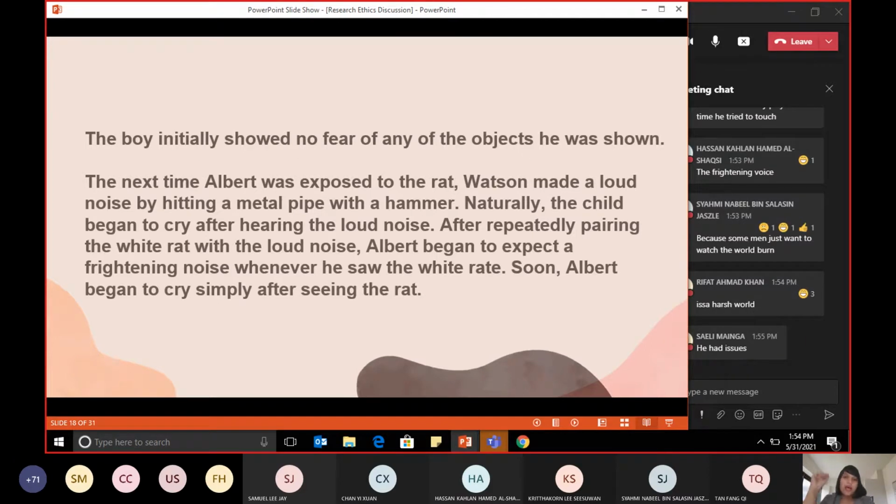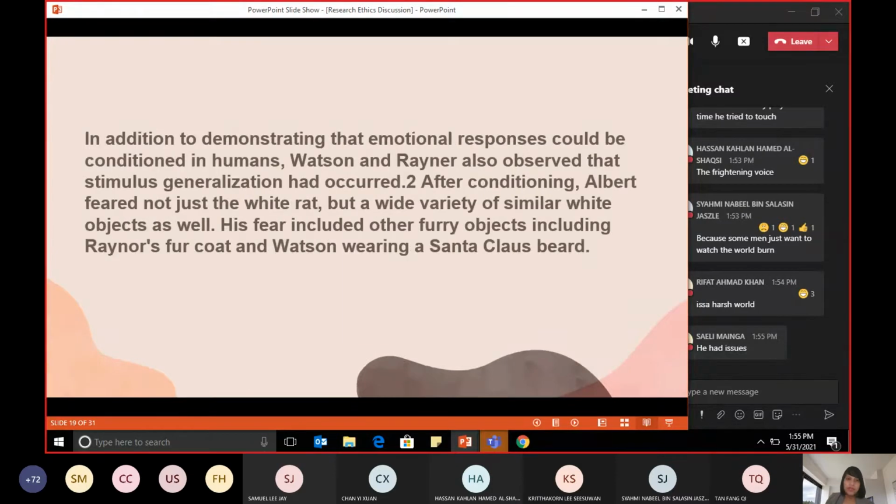He had issues. I think the researchers also had issues. They are psychologists. But for psychologists, I think they have to know better than people like us. We don't have any experience in reacting or communicating with humans or babies, but they were psychologists. I think they do have issues as well. But because of them, Albert had issues.